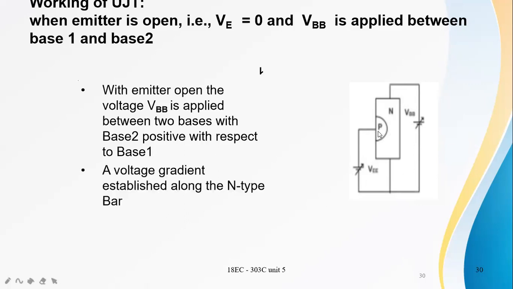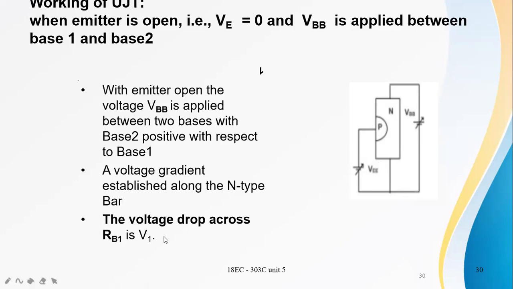When the emitter voltage is 0, that means P is connected to 0. A voltage gradient is established, with base 2 positive with respect to base 1, along the n-type bar. The voltage drop across RB1 is V1.